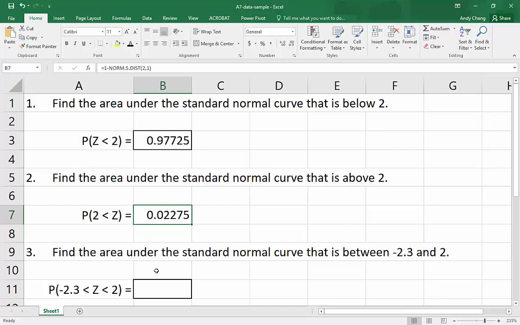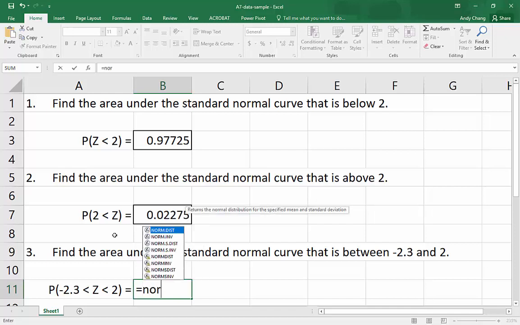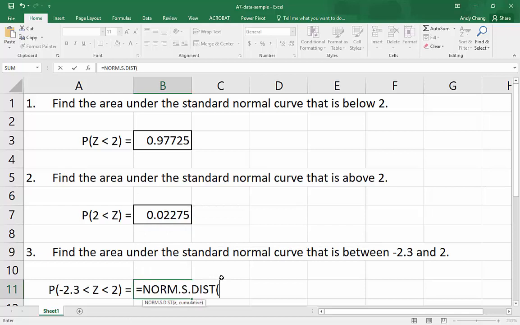Now, if you wish to find a distribution in between 2 points, like negative 2.3 up to 2, then you can find a cumulative distribution at 2 and subtract the cumulative distribution at negative 2.3. You will get the actual distribution in between the two. Okay. So to do that, I start with equal. Anytime you use Excel to enter a formula, you start with equal. And then with NORM and S, and we have 2 and 1.